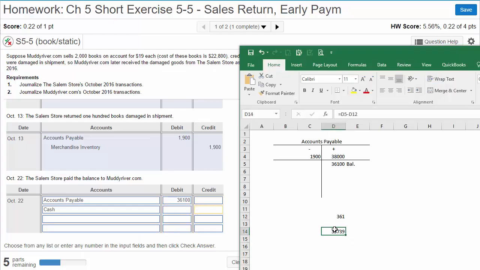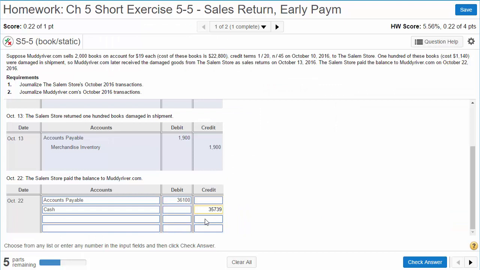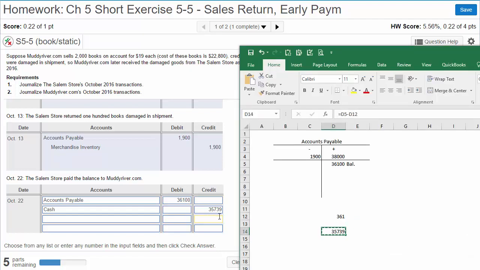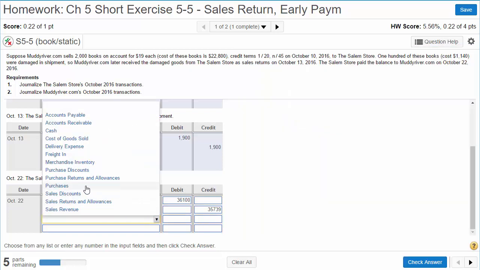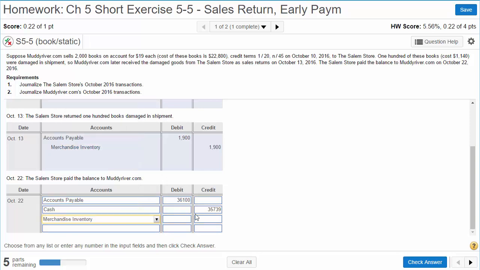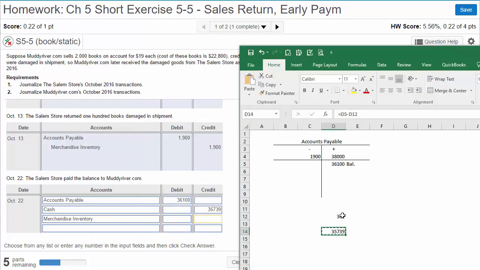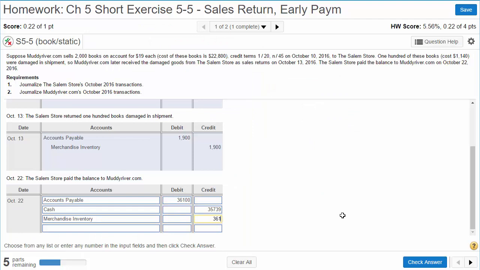Let's see if I can copy and paste that. Wonder if this works. Yeah, cool. All right. So we're paying $35,739 because we saved $361. Now this transaction does not balance. Why does it not balance? Well, that's because we need to lower the cost of inventory by the amount of discount. The amount of the discount was $361. There we go.